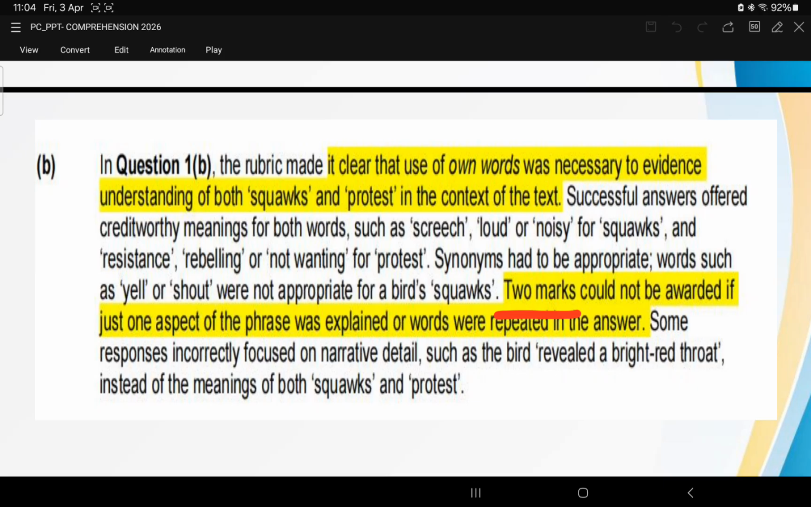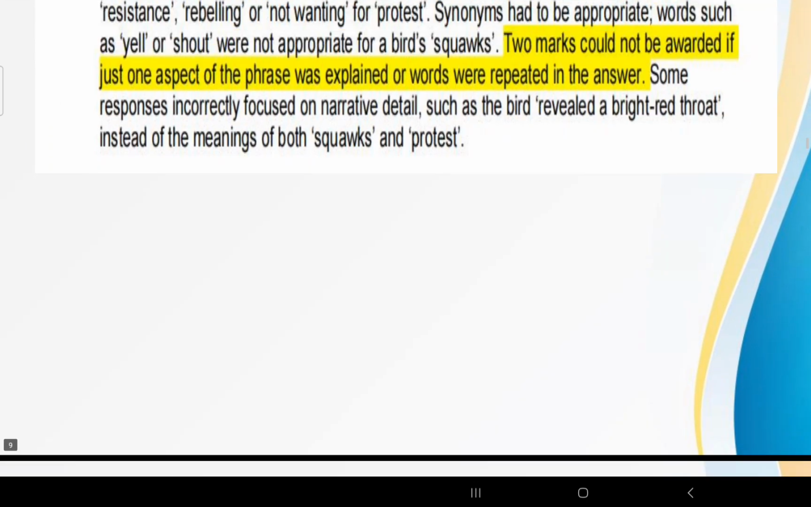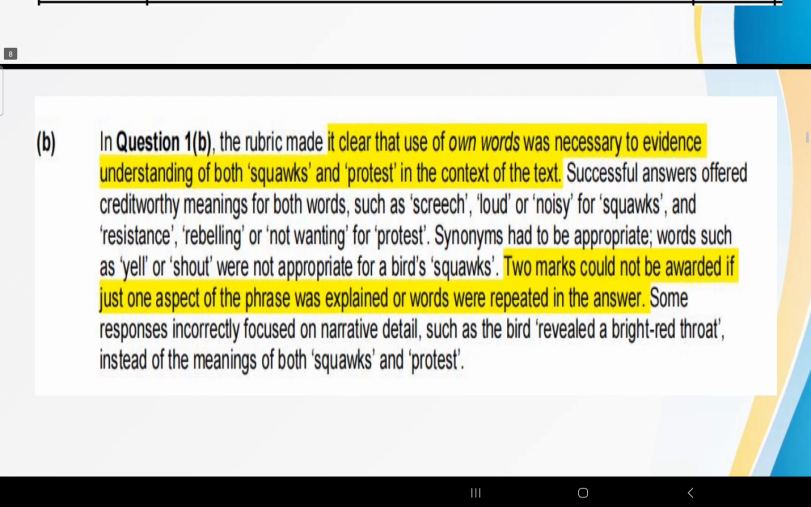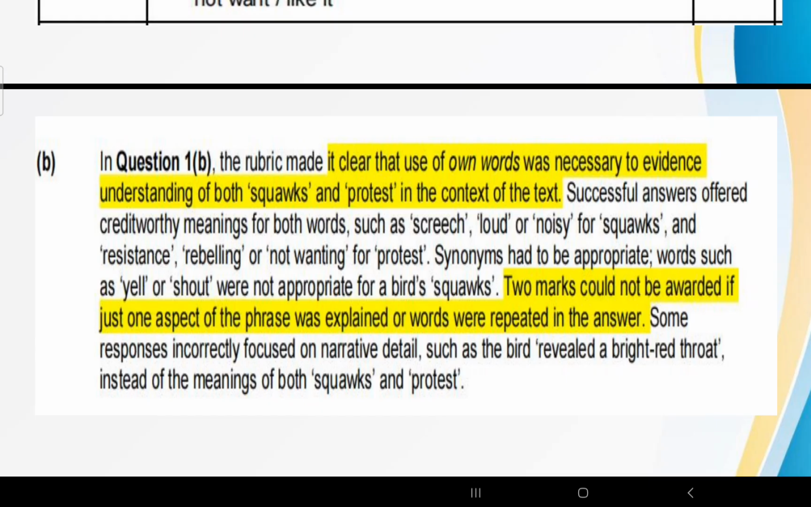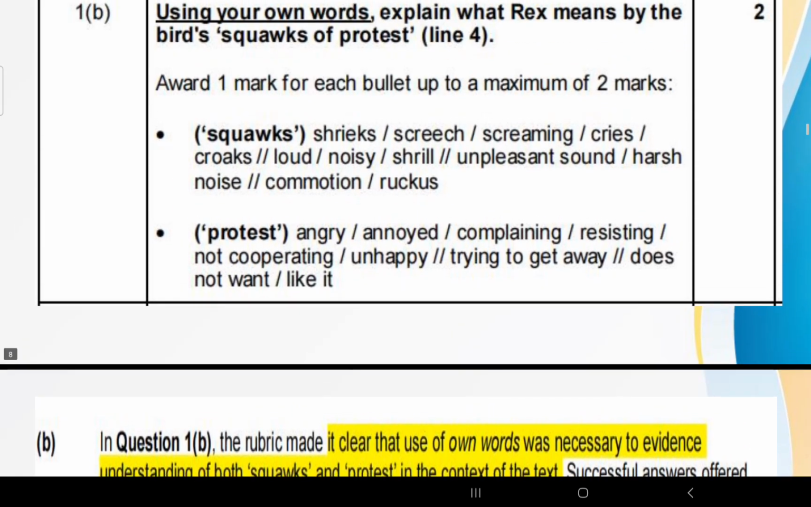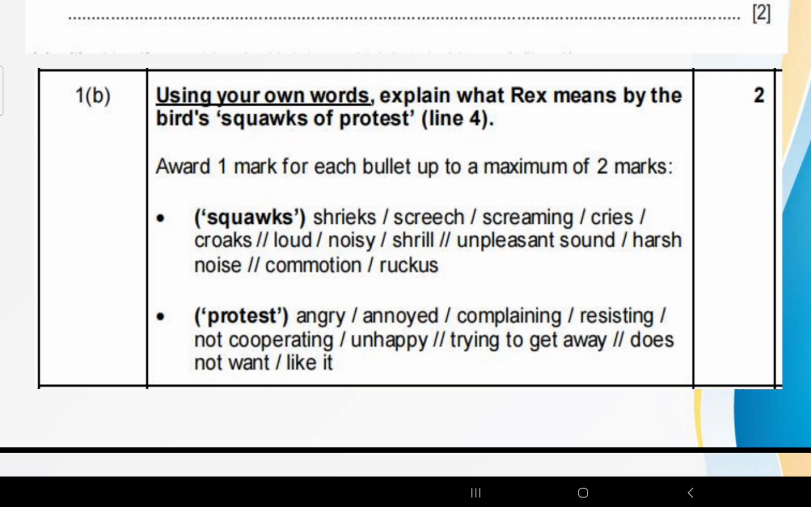Some responses incorrectly focused on narrative details, such as the bird revealed a bright red throat, instead of the meanings of both squawk and protest. If you do not explain it properly, you are not going to get marks. Right now I do not have the insert or text with me, due to copyright reasons, so we do not have the context. Let's read the question again: explain what Rex means by the bird squawks of protest. If we knew the context, we could simply write that the bird was making loud sounds, or was screeching, screaming because it was annoyed, complaining against something, or resisting. You need to bring both these words into your answer.